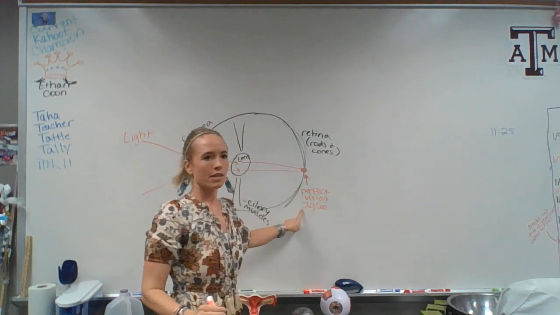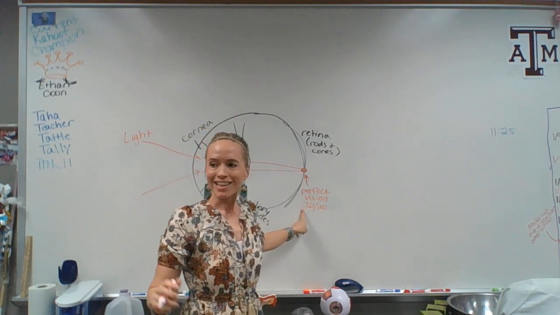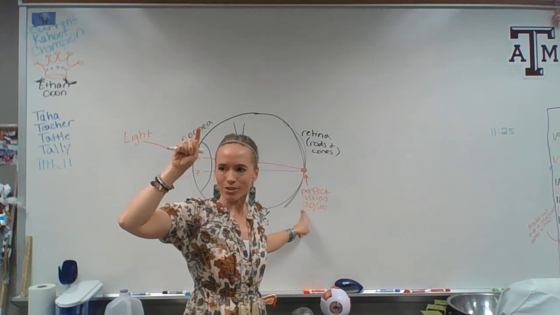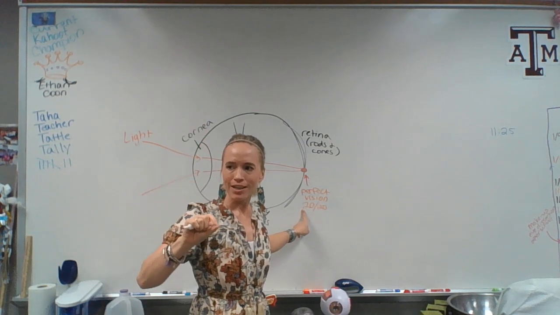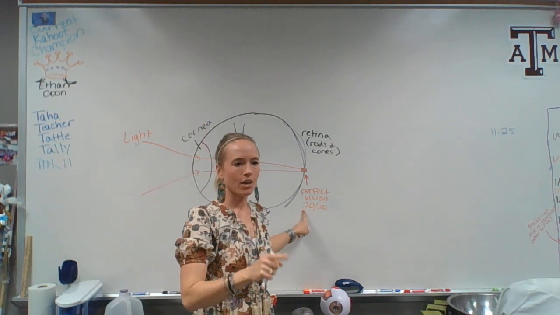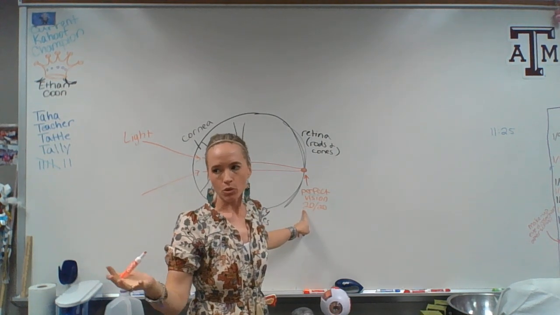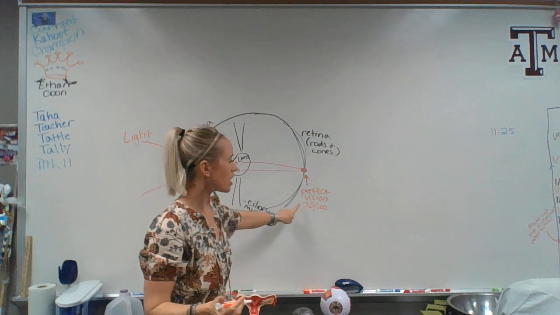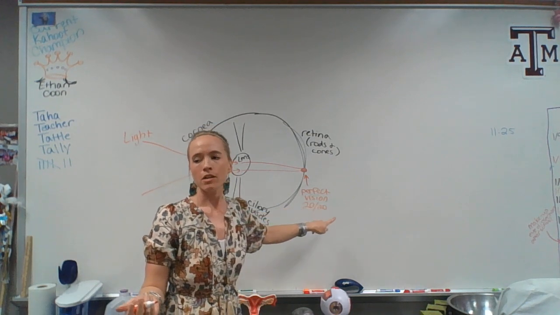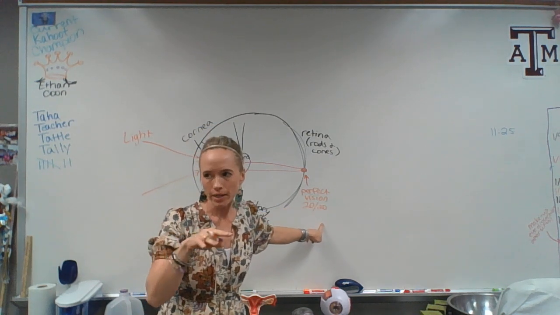20/20 means, on a Snellen chart, that chart in the doctor's office with the letters that go from bigger to smaller, that at 20 feet away, you can read line 20 of that chart. That's what 20/20 means. The top number is the number of feet away you are. The bottom number is the line you're reading.